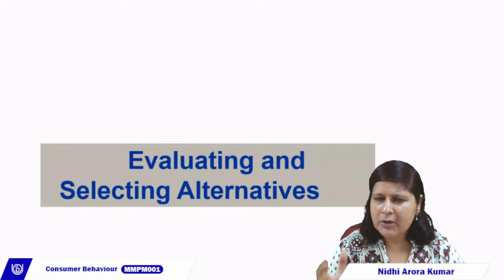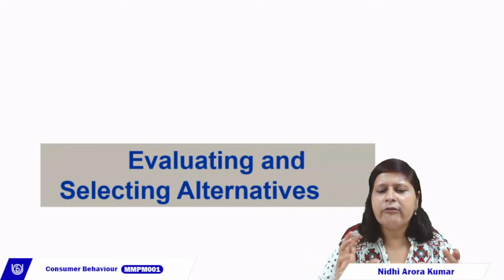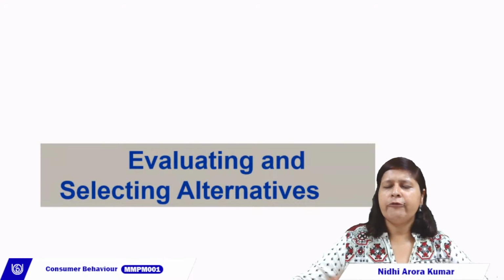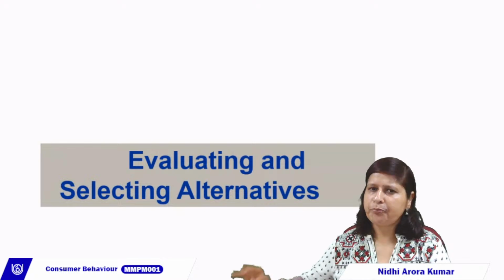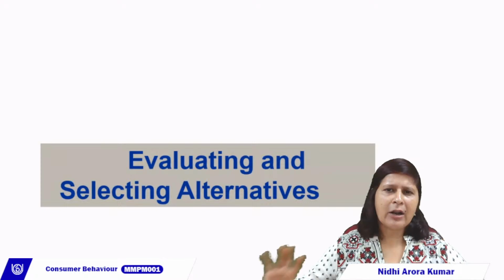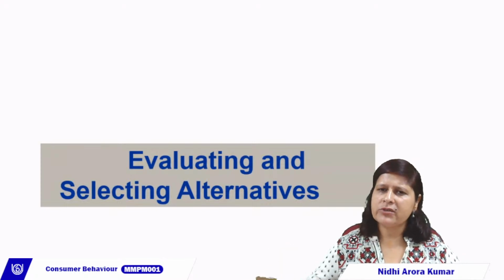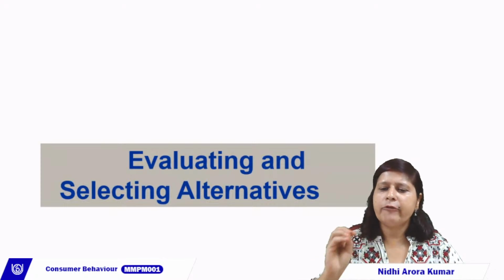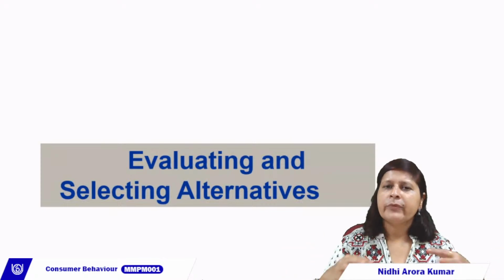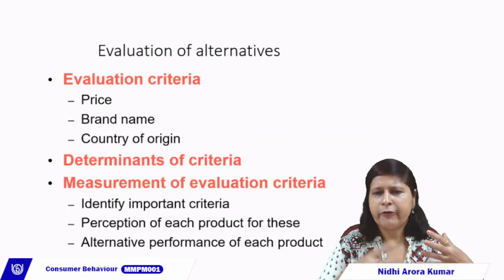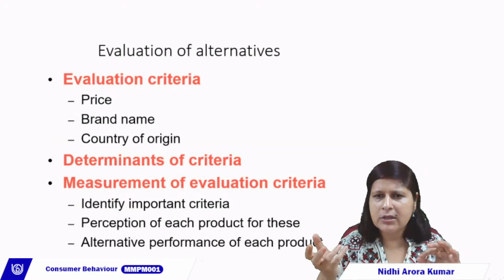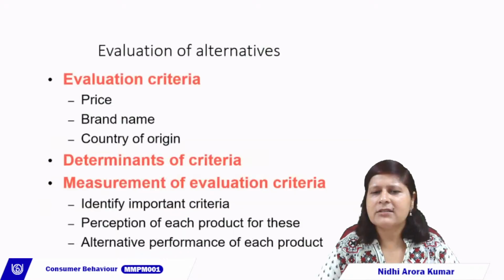And after getting much of the information, we start evaluating and selecting the alternatives. Now we have information about the options, we have n options for our problem, we have n solutions for our problem. Then we have to evaluate and select an alternative. This is the process, right? After gathering the information, we evaluate the alternatives and select one.